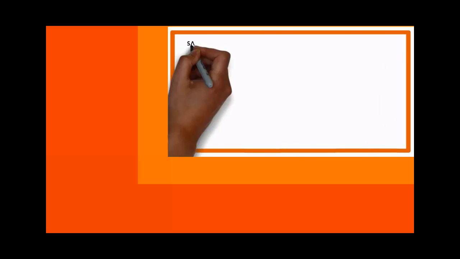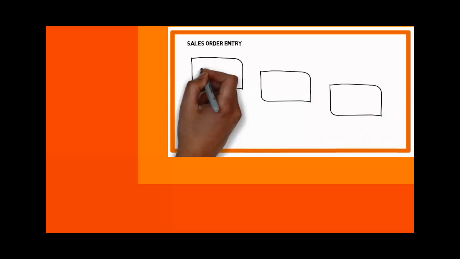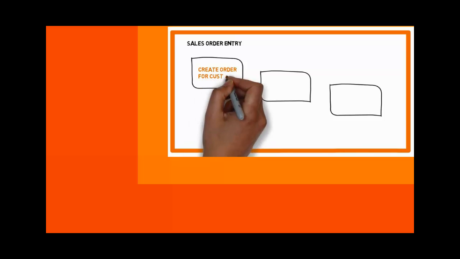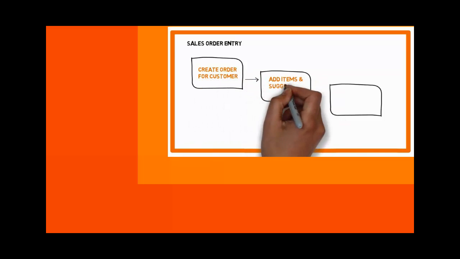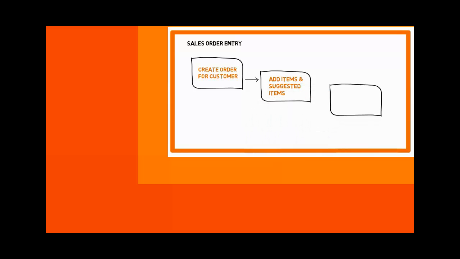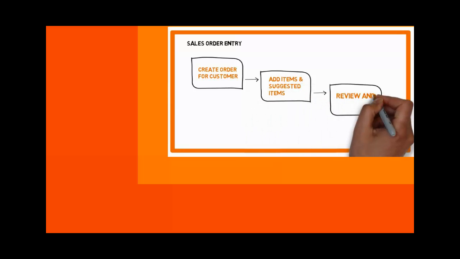This demo shows how to enter a sales order in Microsoft Dynamics GP. Three easy steps: create an order and assign a customer, add an item and review suggested items related to the selected item, review and save the order. Let's look at the demo.